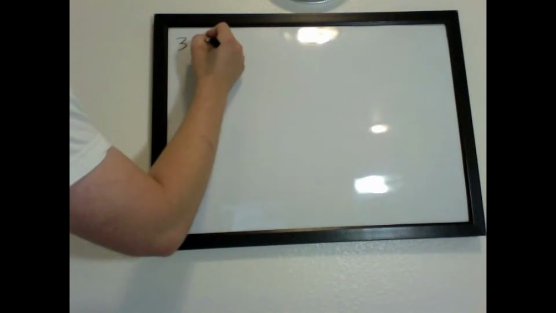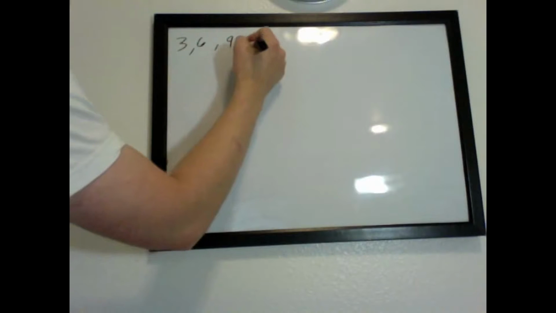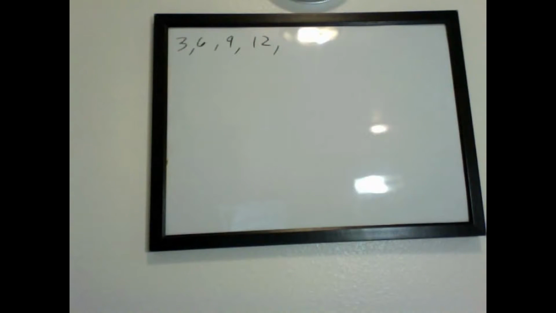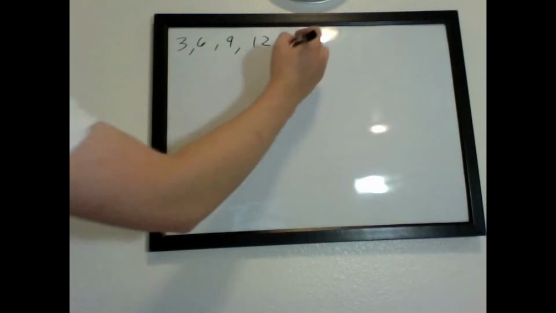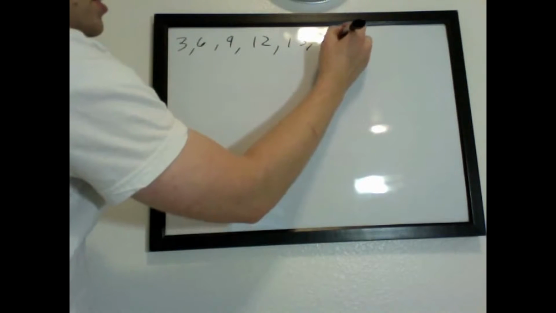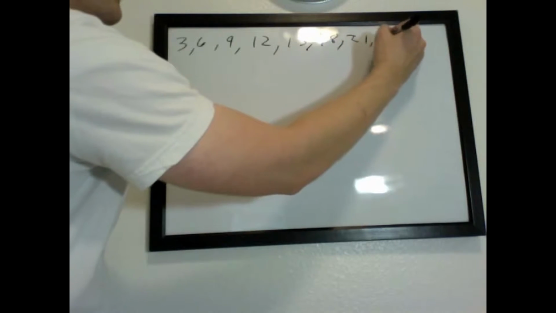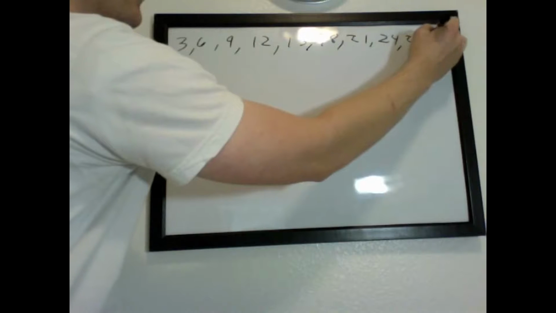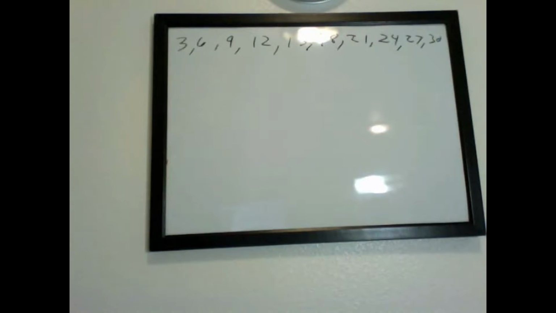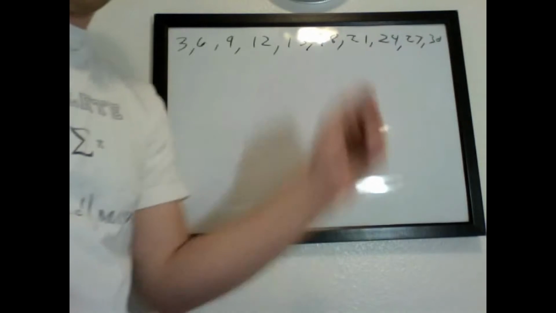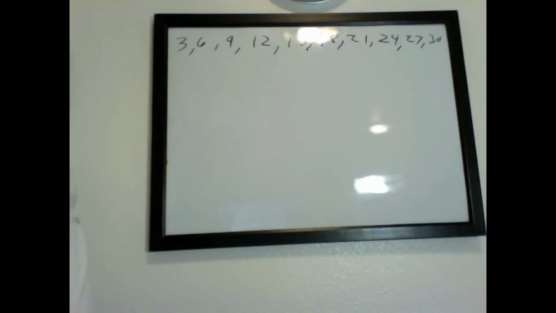Okay, moving on to the next thing. We're going to do what's called common multiples. This helps you find the least common multiple. If we count by 3, say 3, 6, 9, 12, and you keep going, 15, 18, 21, 24, 27, 30. These are if you count it by 3s.